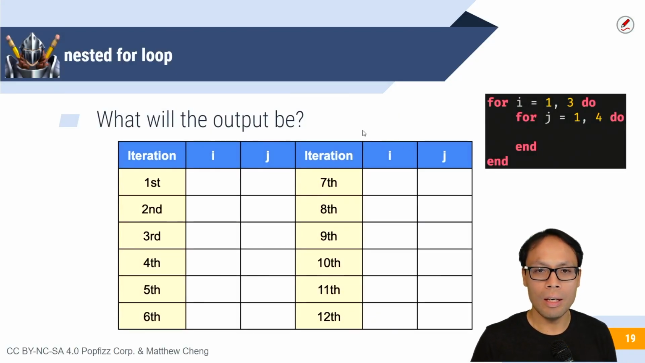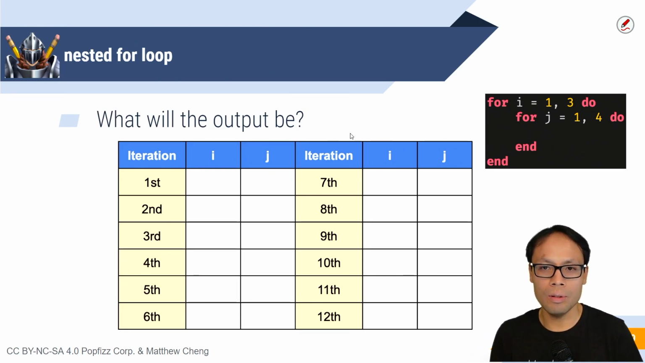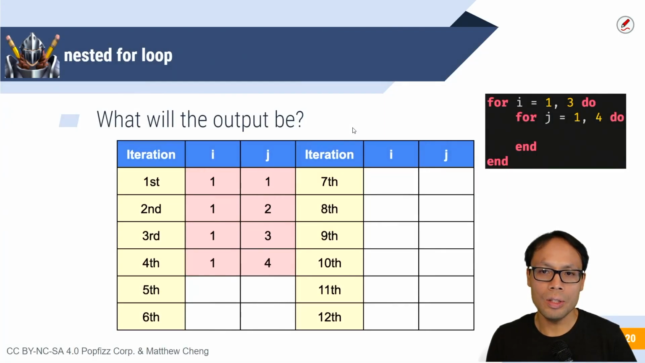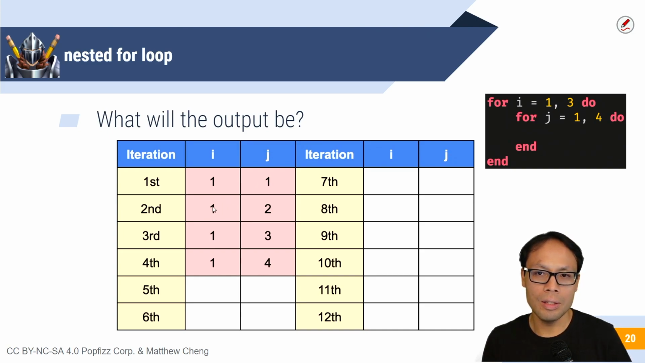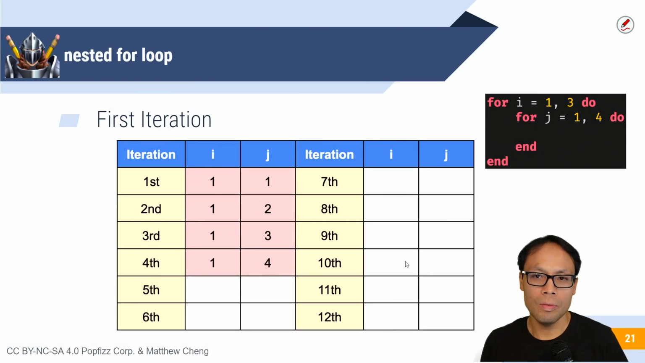Now let's think about the output here before we run our code, and let's try to trace it through. So initially, again, i is equal to 1, and then j goes to 1. Again, i stays the same because the inner loop is looping through, so now j is 2. i is, again, staying the same, and j is 3. And again, i is staying the same, and now j is 4. So that's the end of the first iteration.